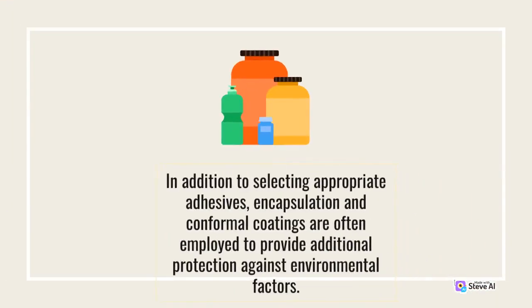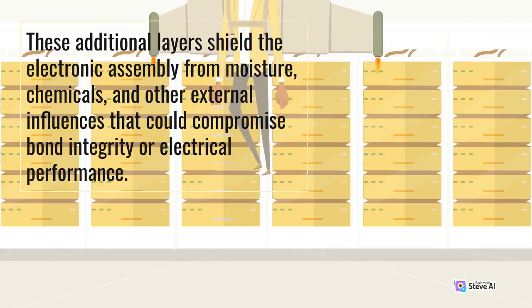In addition to selecting appropriate adhesives, encapsulation and conformal coatings are often employed to provide additional protection against environmental factors. These additional layers shield the electronic assembly from moisture, chemicals, and other external influences that could compromise bond integrity or electrical performance.